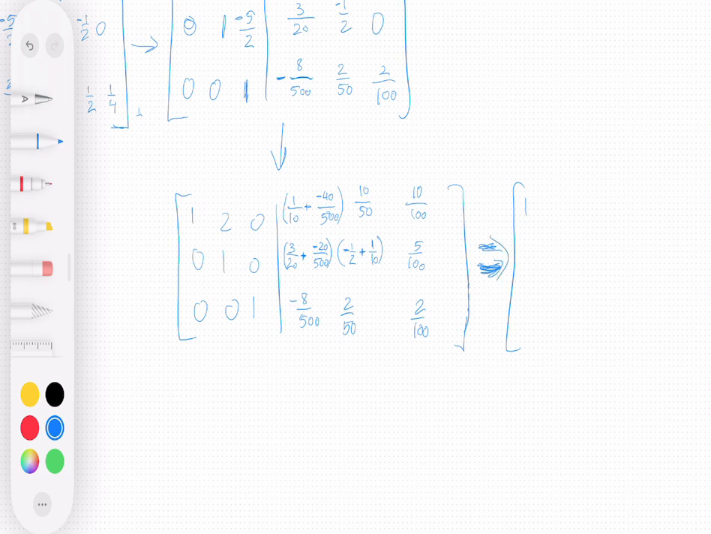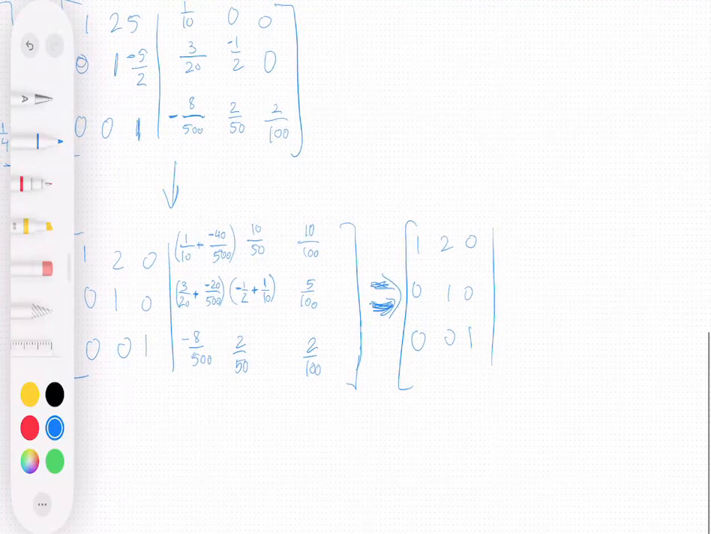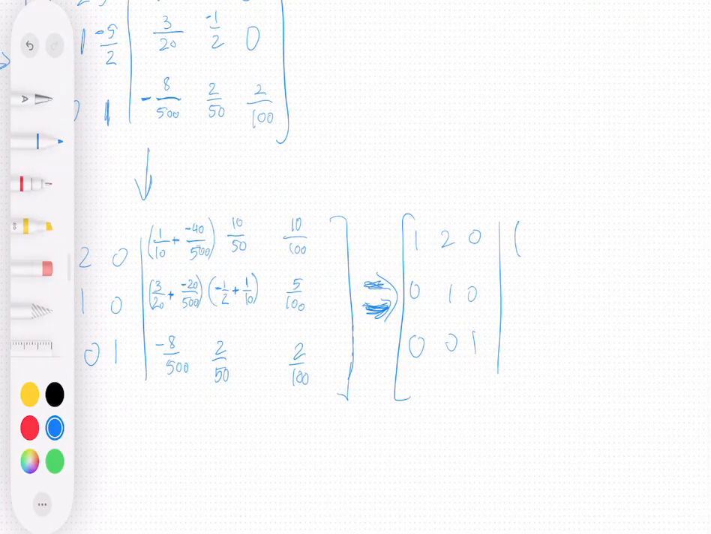So 1, 2, 0, 0, 1, 0, 0, 0, 1. Line down there. And so 1 out of 10 will be 50 out of 500. Minus 40 will be 10 over 500. Let's go ahead and erase that parentheses. Then 10 out of 50 is 1 over 5, and 10 out of 100 is 1 over 10, and we'll actually go back to 10 over 50, 10 over 500 and make that 1 over 50.